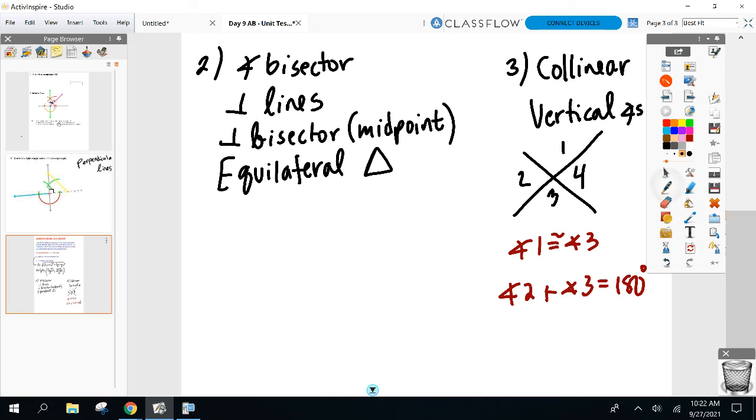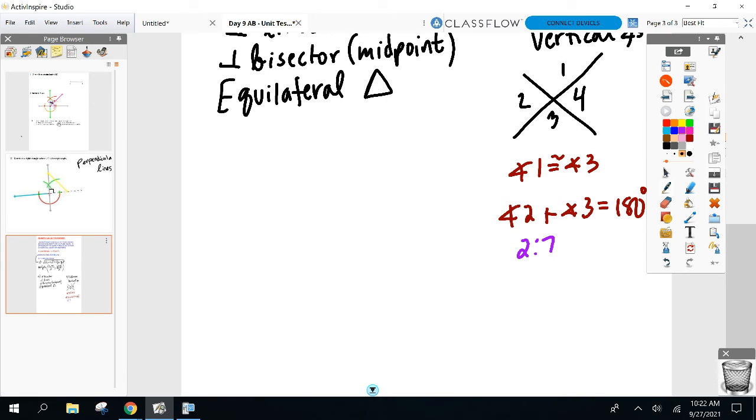What if I told you that angle 2 to angle 3 are in a ratio of 2 to 7? What type of equation would you set up to figure out what the angle measurements were? I know two angles add to 180. What would I put in for my two angles? 2x plus 7x equals 180. Anytime I have numbers in a ratio, 2 times what plus 7 times that same number would give me 180. Correct. I put the x's with them.